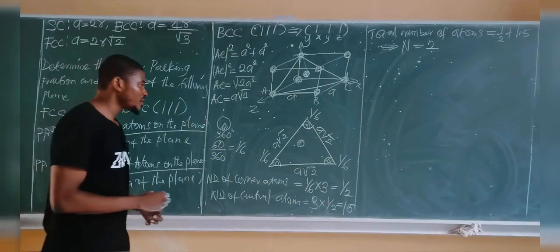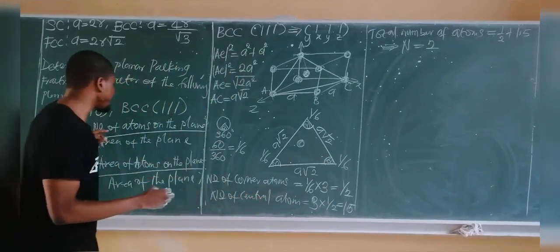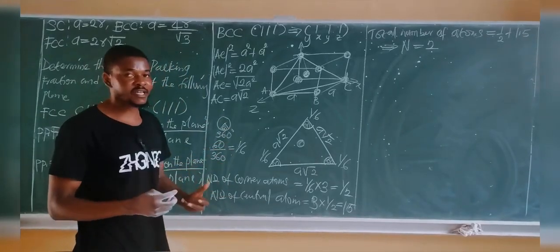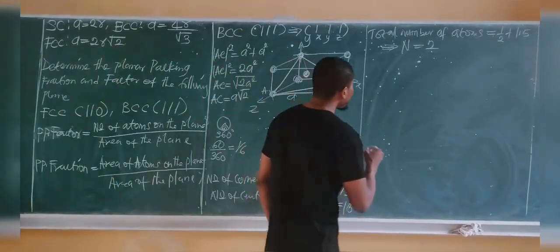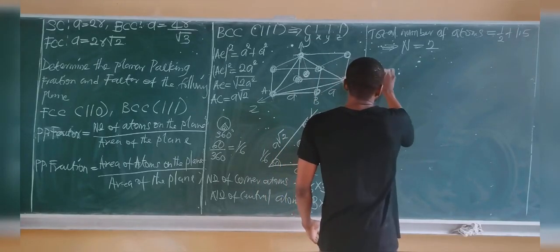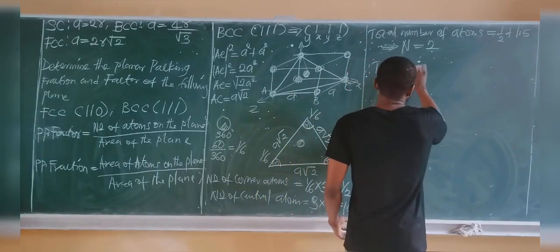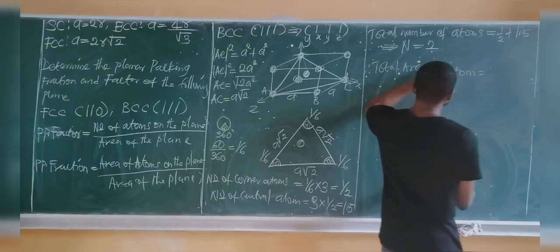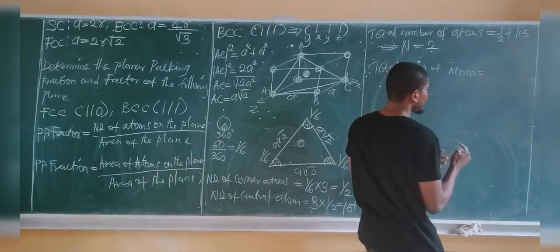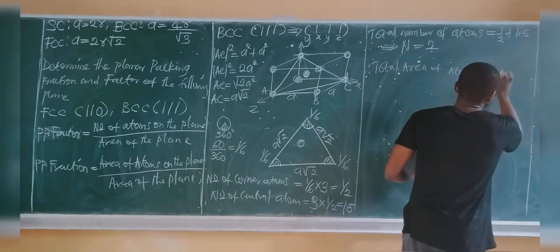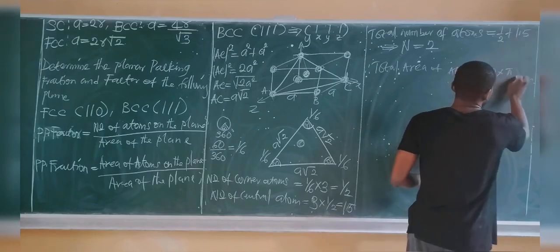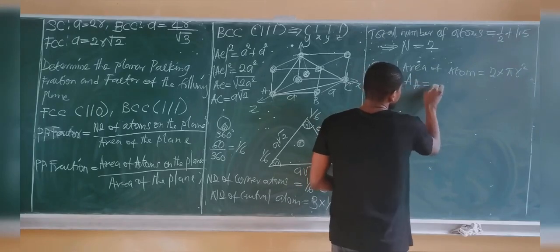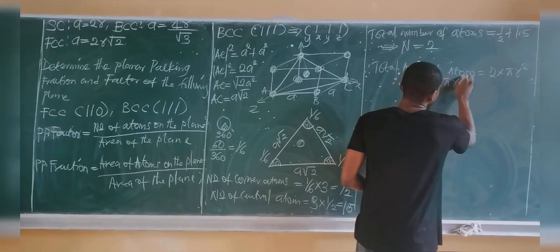Next now is to find, if we know the number of atoms, we can now find the area of the atoms on the plane. And all atoms are spherical in shape, which means they have the area of a sphere, like I said. Therefore, total area of atom becomes, since we have 2 atoms, each of these atoms will contribute their sphere. It becomes now 2 times area of a sphere, which is pi r squared. Therefore, area of atom is now equal to 2 pi r squared.